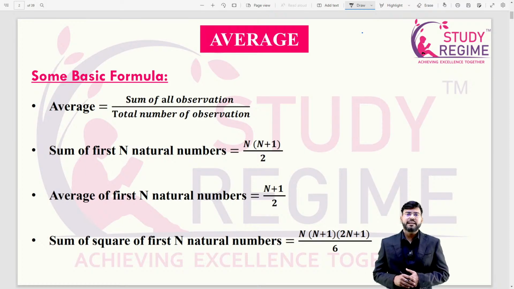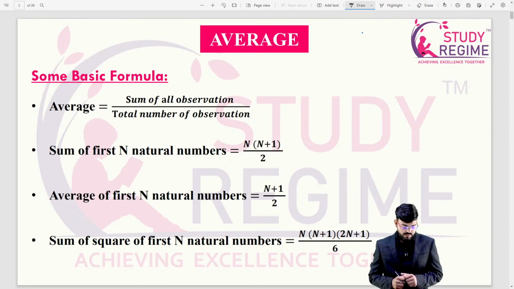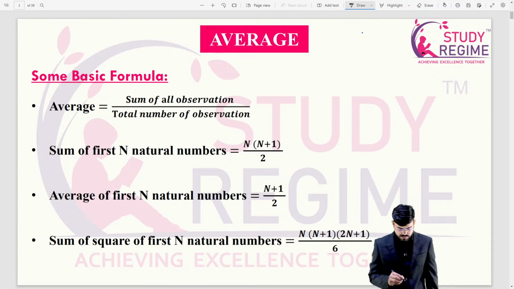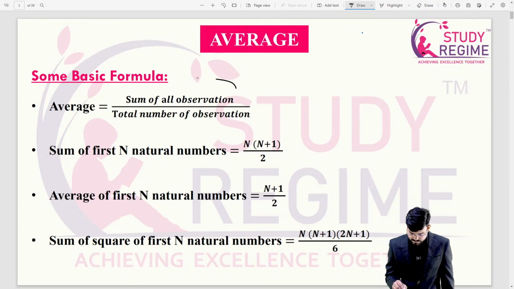So many times I have been asking students, what do you understand by the average? They just sum up the observations and just divide it by 2. That is incorrect. So that is why I have given the first formula: average is equal to the sum of all observations upon the total number of observations. So the key point here is the observation.